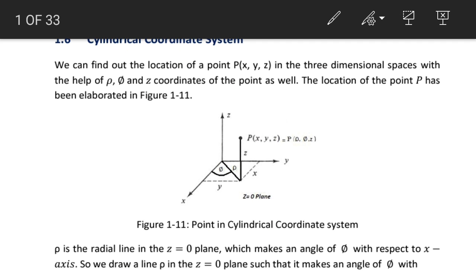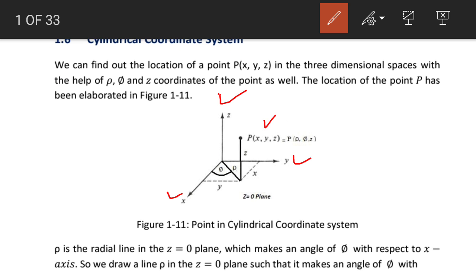Let us consider the x coordinate, y coordinate and z coordinate of the rectangular coordinate system. These three coordinates are normal to one another. We consider a three-dimensional point in the rectangular coordinate system.